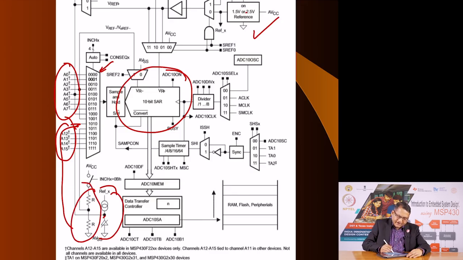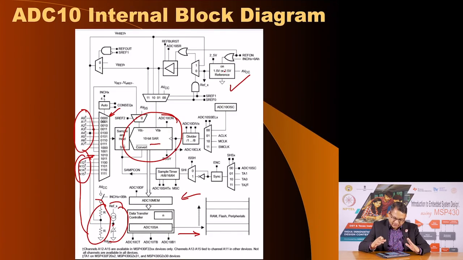Now, once the ADC converts the value, it is sent to the ADC10 memory, from where it can be sent to the appropriate memory location, so that the processor can implement a new conversion. So, this is the basic block diagram of the ADC that we have on MSP430.